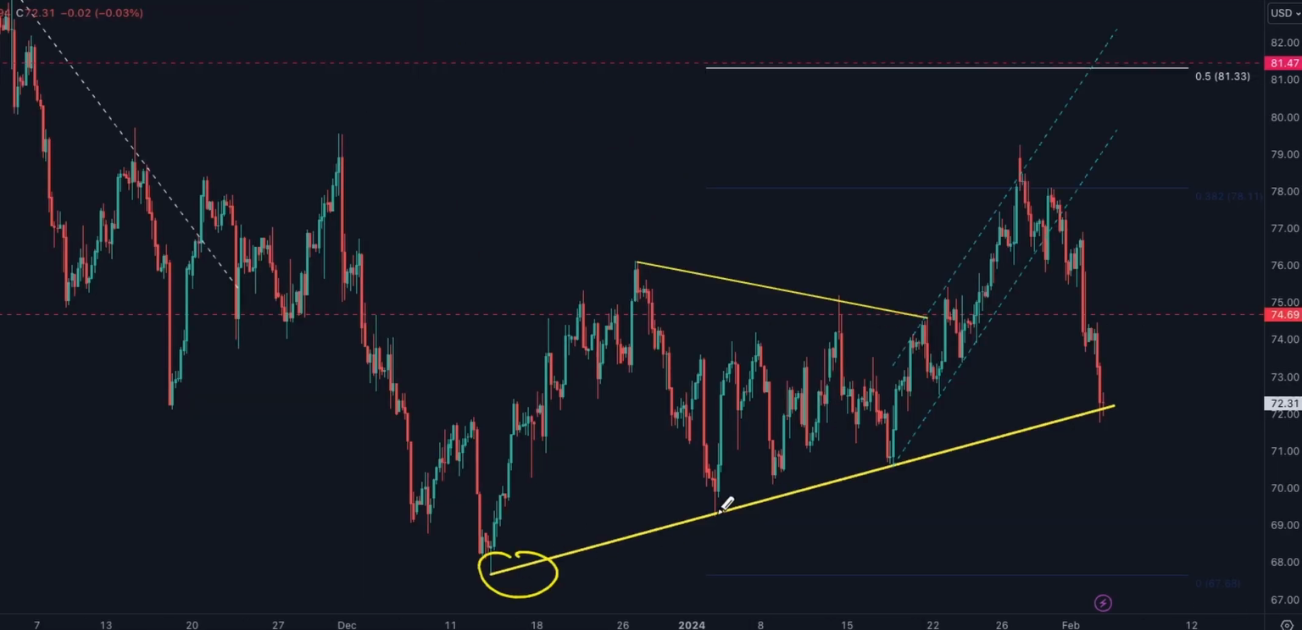Oil H4 chart, you can see price is testing a strong trend line. This is the fourth retest. Watch carefully. If this trend line breaks out on retest, you will sell.